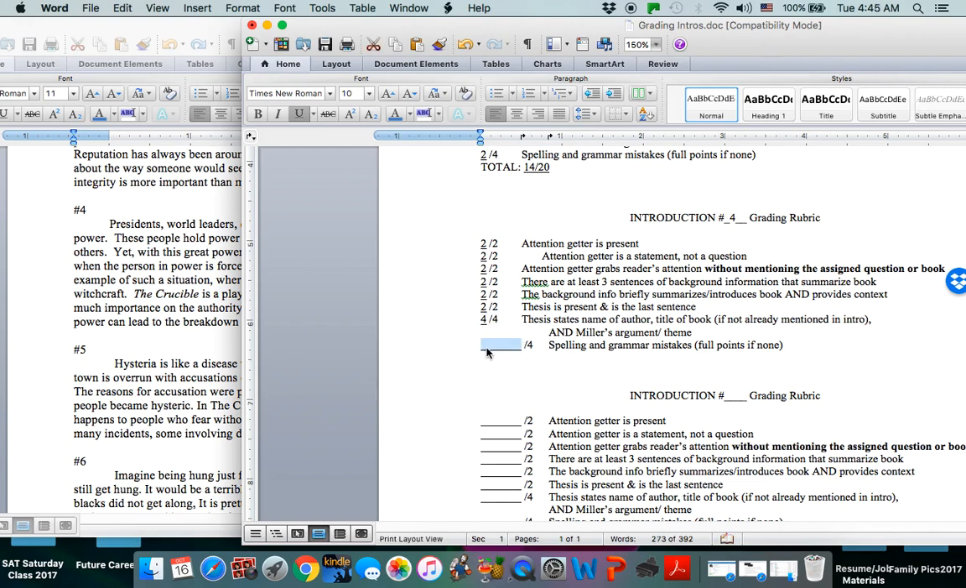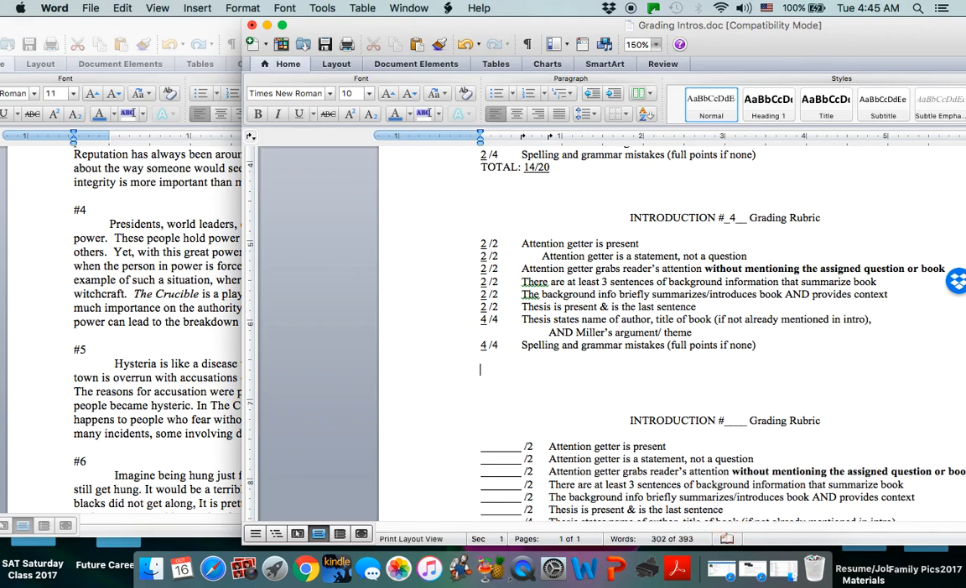Are there any spelling grammar errors? I don't see it. So for this one, I think what you need to do is write 20 out of 20. This is like a perfect intro.